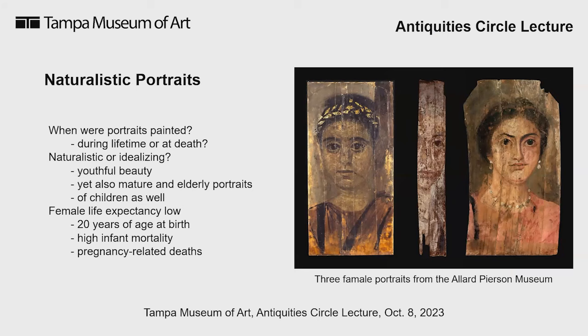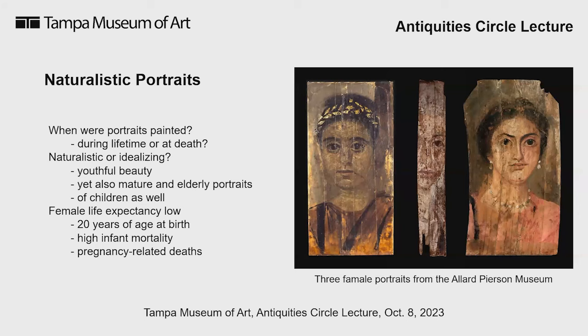Here are a couple of pieces that I was fortunate enough to research when I was in the Allard Pierson Museum in Amsterdam. The middle one is just a slim fragment of an old lady. We know that she is old because she has grayish white hair. And there is on the left a young girl, and then there is an early mature woman.